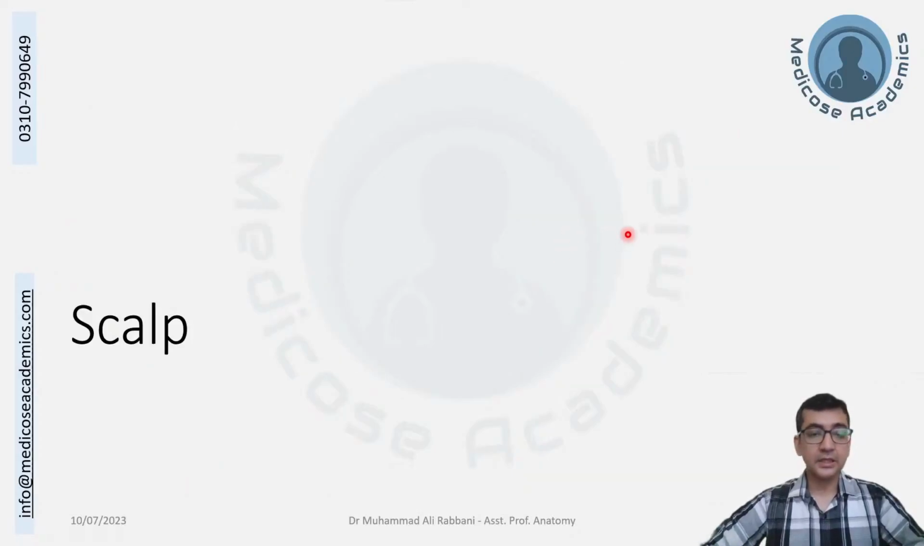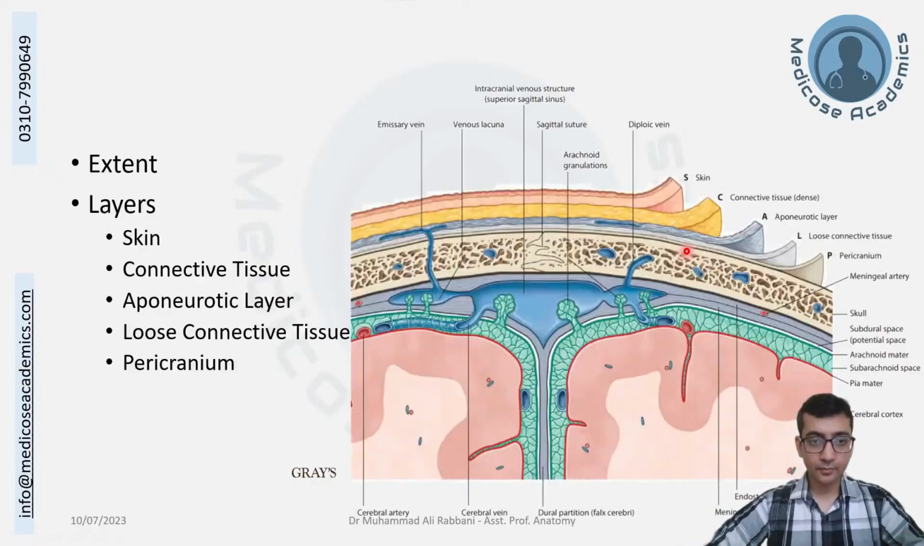are done with the face. Let's talk about scalp. Scalp is the cap of the skull. Scalp is made up of 5 layers.